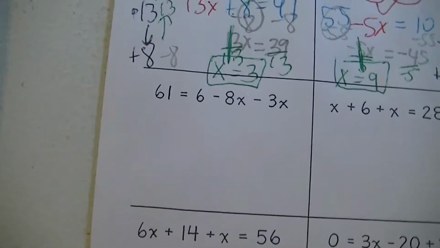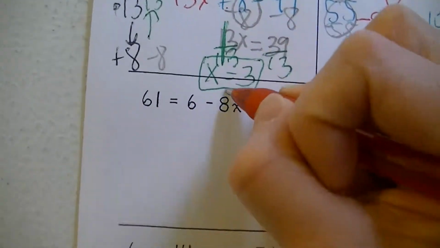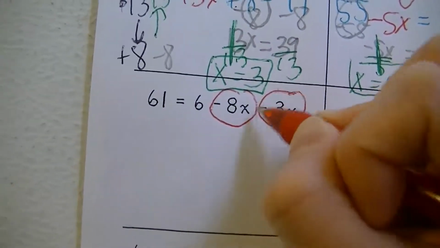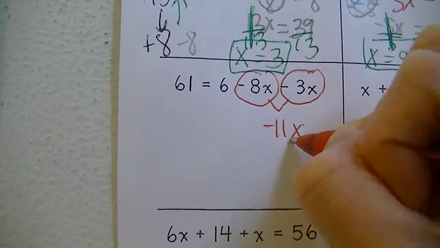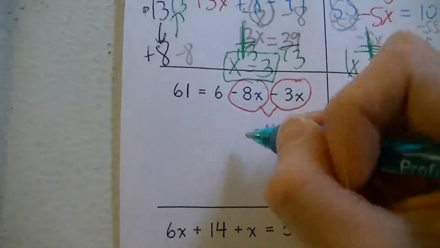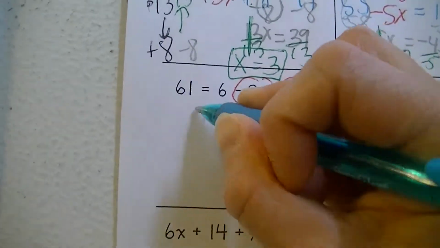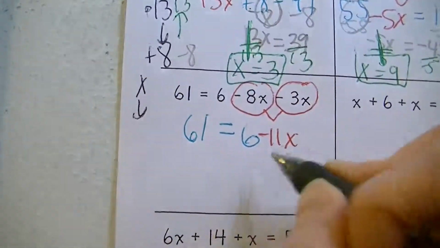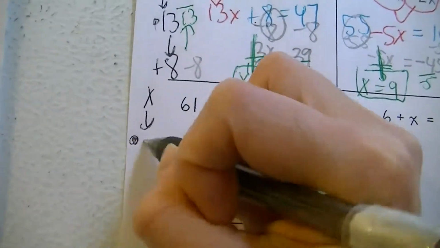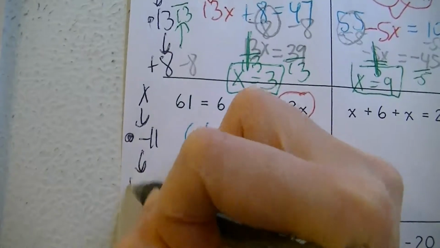Next problem, combine like terms on the same side of the equal sign. I see I have a negative 8x and a minus 3x. Negative 8x minus 3x is a negative 11x. Bring down what's left. You have your 6 right there, you have an equal sign, and you have 61. You're going to go ahead and build that. They start with x, then they multiplied it by negative 11, and then they added 6.